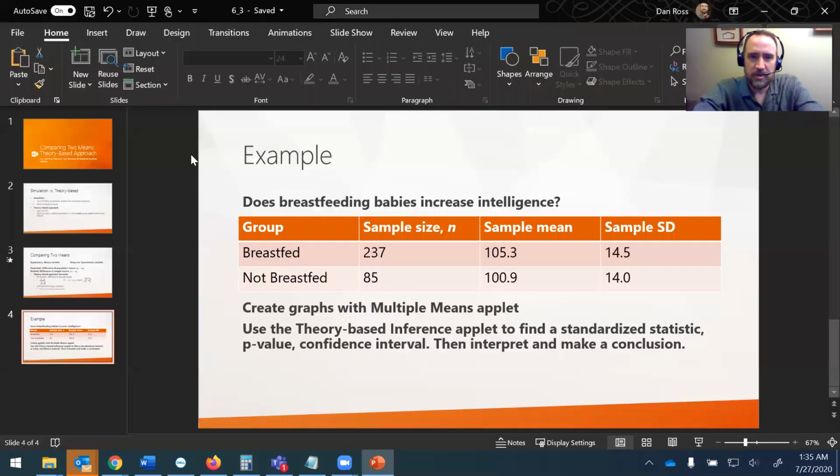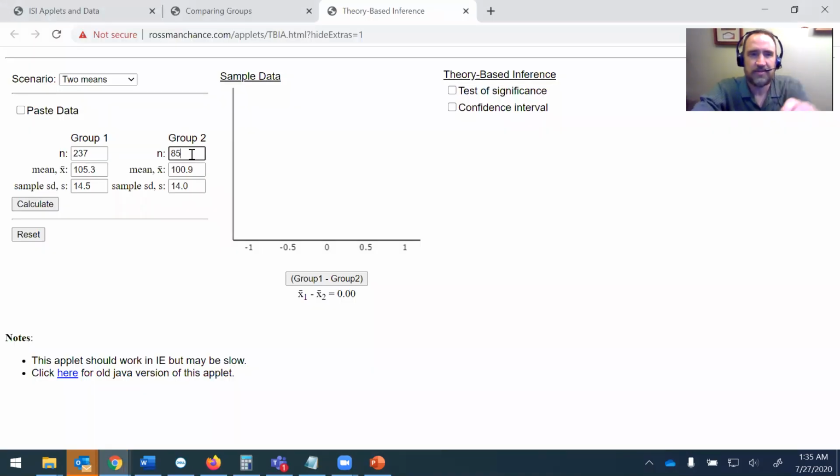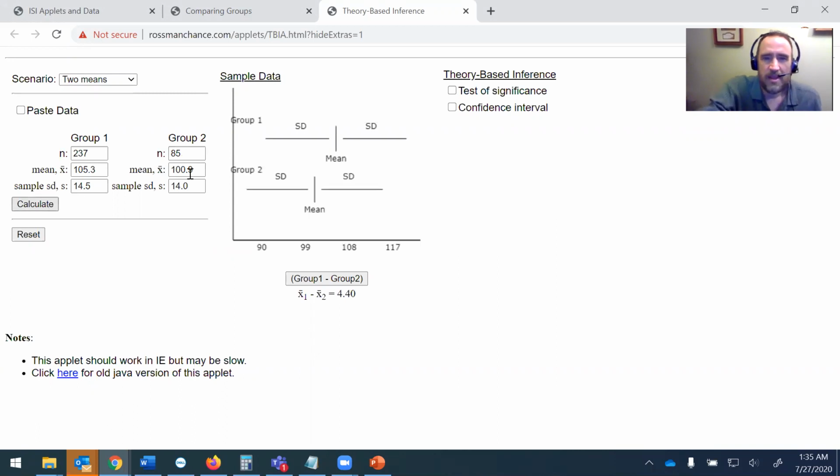And this was my smaller group of just 85. This applet does give us a graph. Unfortunately, it's not that useful because it can only do so much with the summary data. So it does show us the means look a little bit different and kind of the typical spread. But I don't think this graph even has a name. It's just kind of a visualization of this, and it's not all that useful.